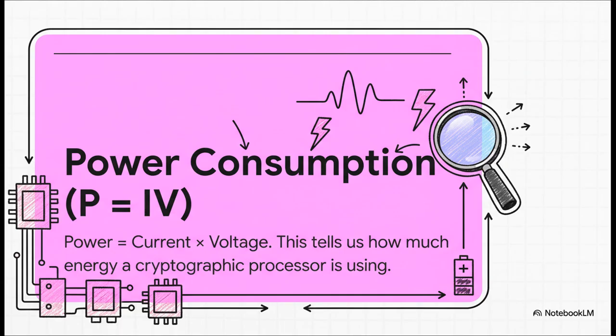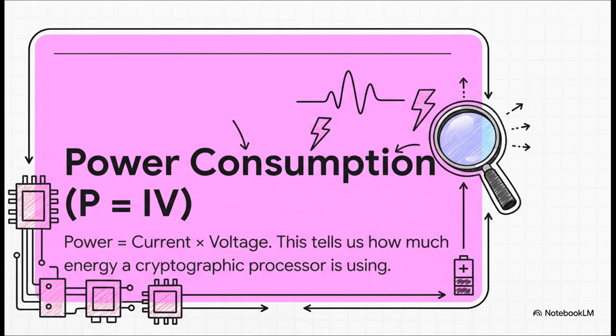And right on its heels is the power formula. P equals I times V. Power is simply the current multiplied by the voltage. This is huge because it tells us exactly how much energy our crypto chip is using from one moment to the next as it's doing all these calculations. It's a direct measure of how hard the chip is working.